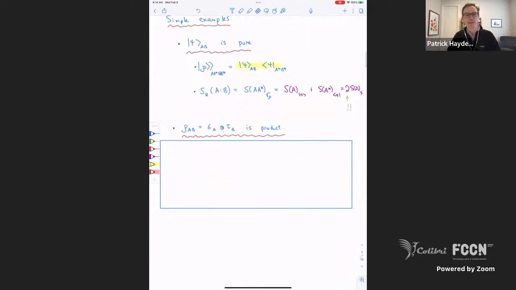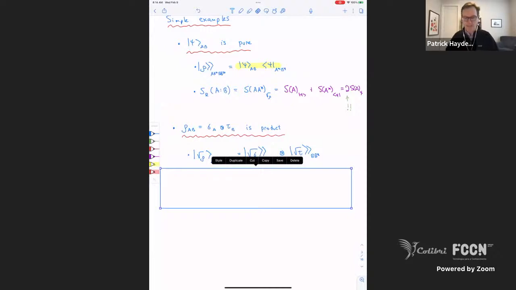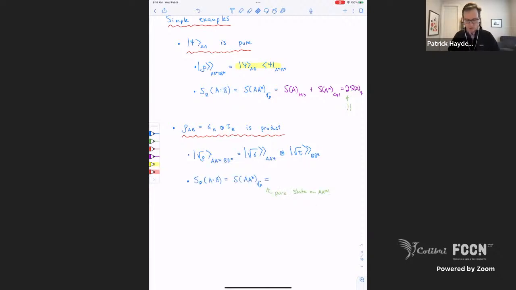The other really simple example to think about is a product state. The product state, we'll call it rho AB, is a product of sigma on A with tau on B. What does the canonical purification for this look like? Well, we can purify sigma first, and we get a purification on A star, and then purify tau, and we get a purification on B star. But if we're going to evaluate the von Neumann entropy now on A star, we have a pure state. And so the von Neumann entropy is 0. That seems pretty reasonable.